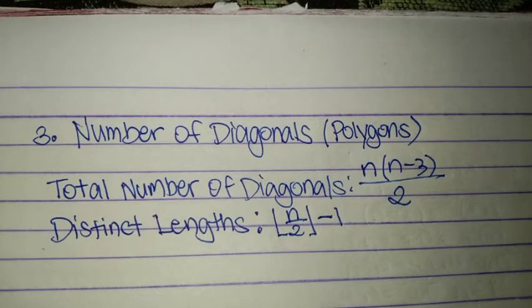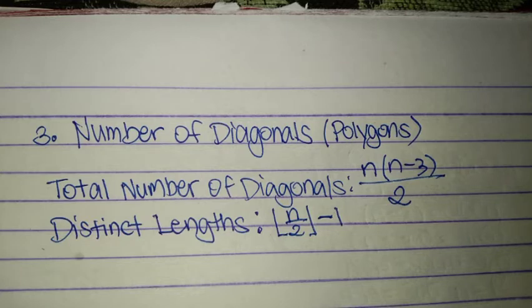Now, the last geometry topic that we will discuss is the number of diagonals of a polygon. So the total number of diagonals of any polygon is n multiplied by quantity n minus 3 divided by 2. However, if you want to find the distinct lengths of diagonals a polygon has, it means that the diagonals must be of a different length. We have the floor of quantity n over 2 minus 1.